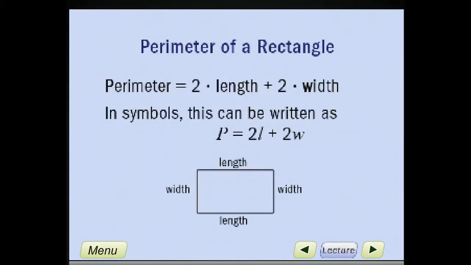Perimeter of a rectangle. Remember, the perimeter is 2 times the length plus 2 times the width, and so we can write that as P equals 2L plus 2W.